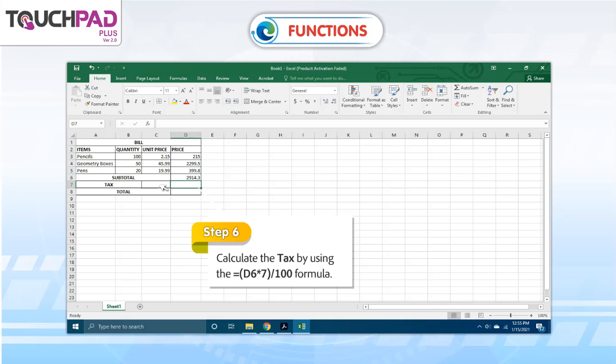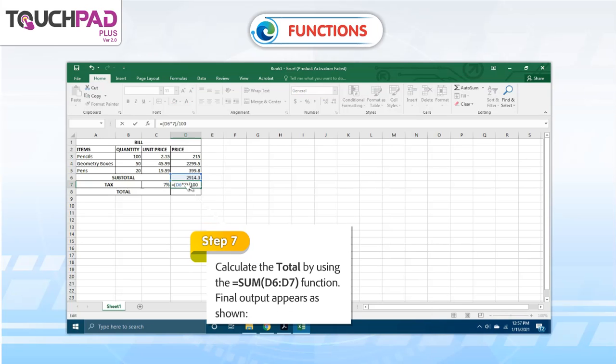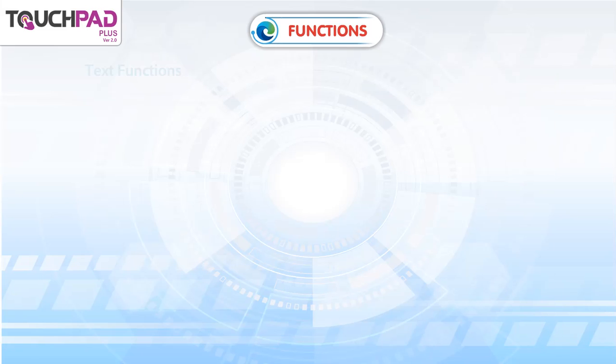Step 6. Calculate the tax by using the =D6*7/100 formula. Step 7. Calculate the total by using the =SUM(D6:D7) function. The final output appears. Text functions.